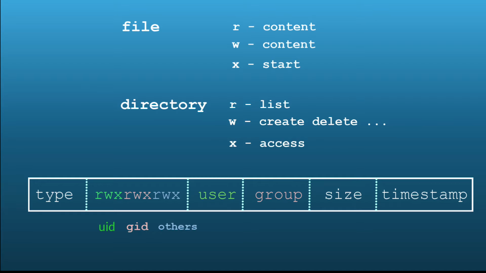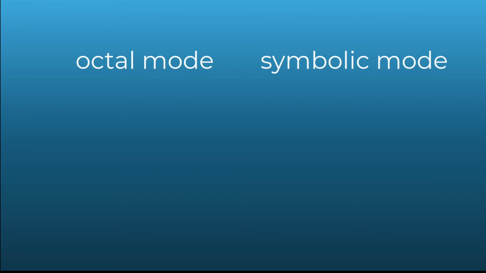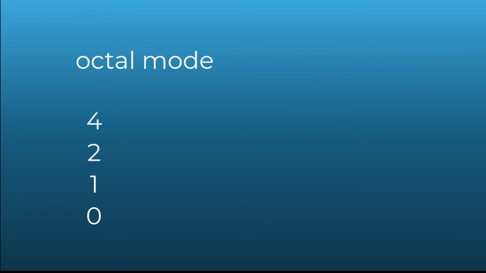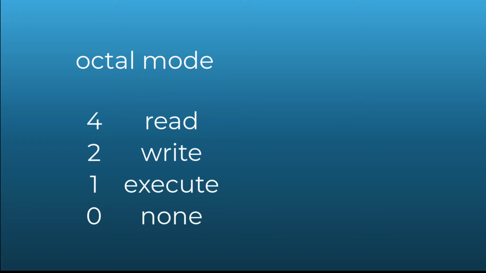Now before we go and check some examples, there's one more thing. Setting permissions can be done in two ways. You can use the octal mode or you can use the symbolic mode. And in both cases you will need the change mode command to set the permissions. We'll see examples of both, but we'll start with the octal mode, in which there are 4 settings: 4, 2, 1 and 0, where 4 means read permission, 2 means a write permission, 1 means an execute permission, and 0 means no permission.